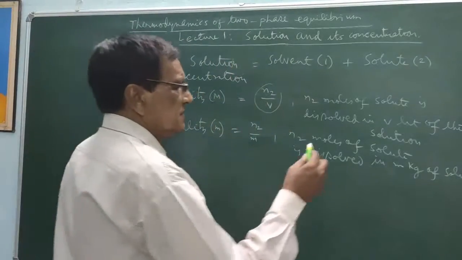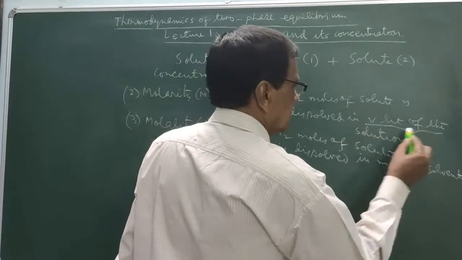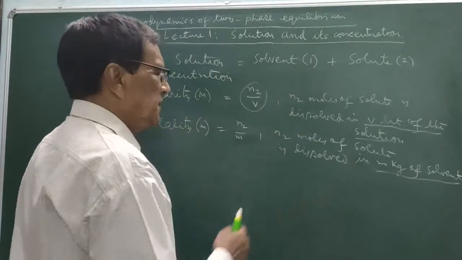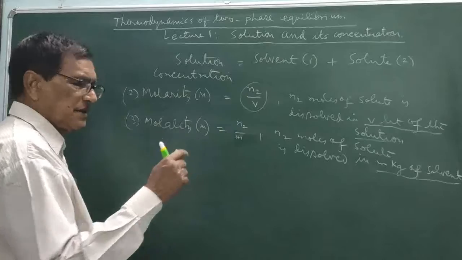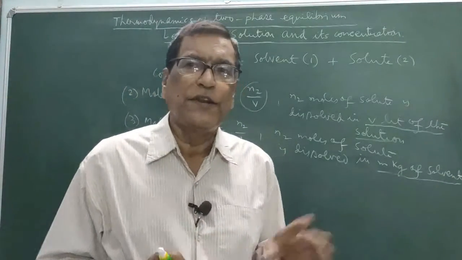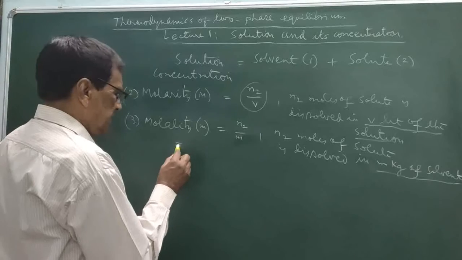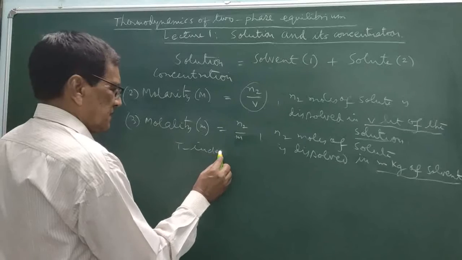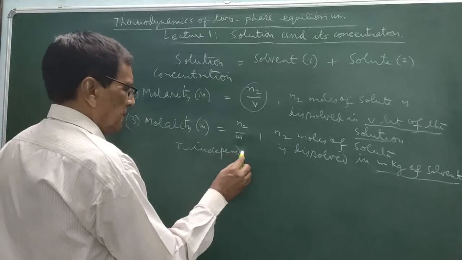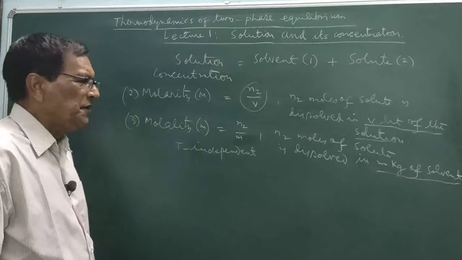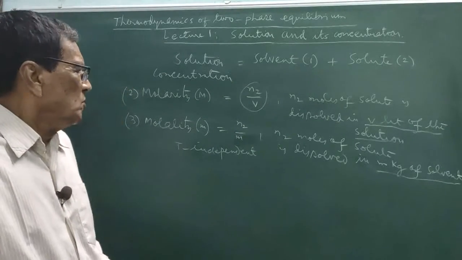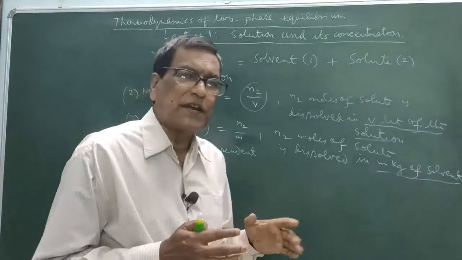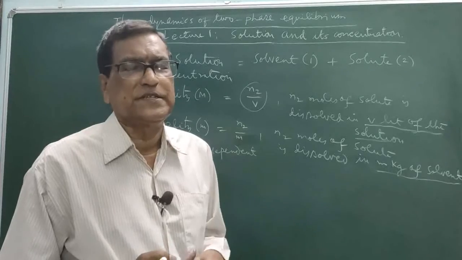So here lies the difference. In molarity it is the V liter of the solution; here it is 1 kg of the solvent. So molality is rather more accurate than molarity, and it is temperature independent, as both are mass based. There will be no temperature effect. So molality is used to study the properties where the temperature change occurs.